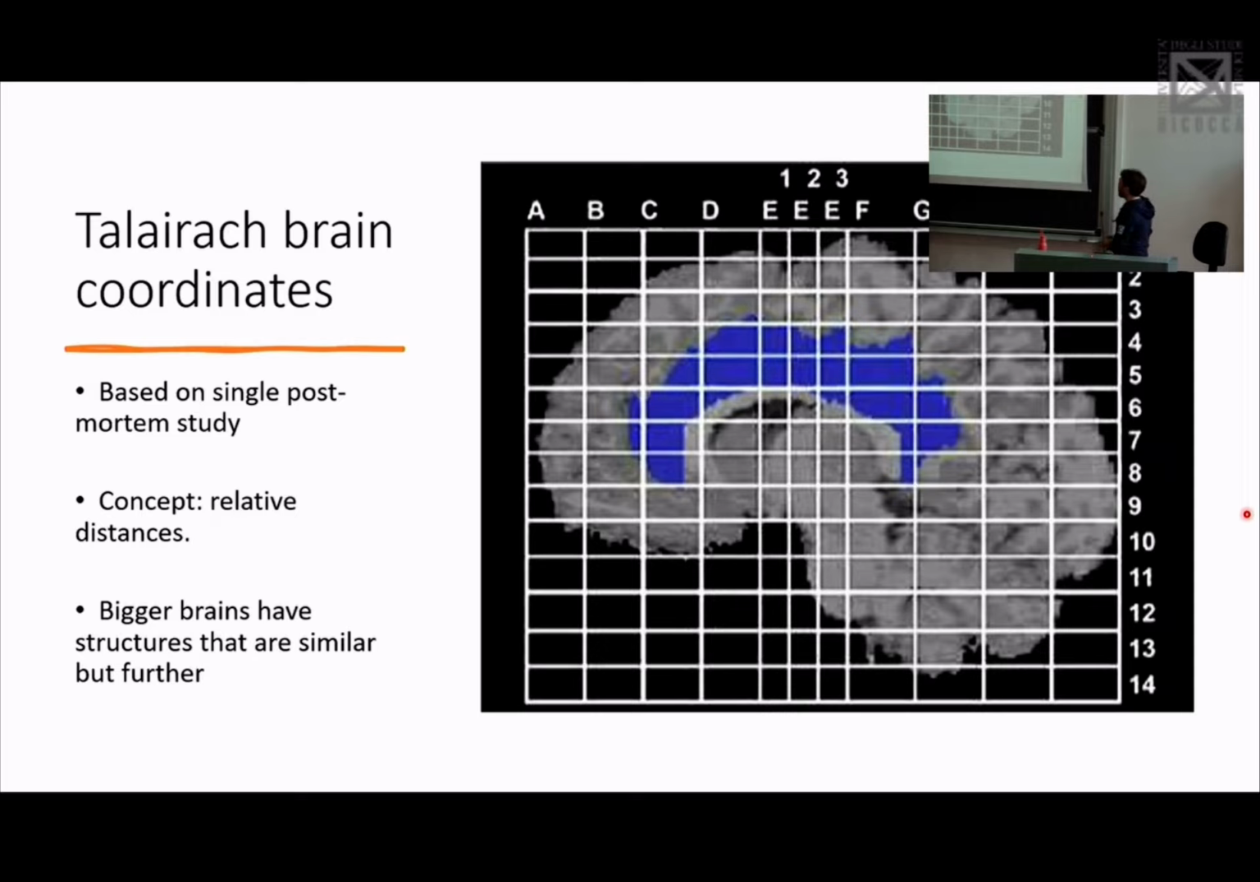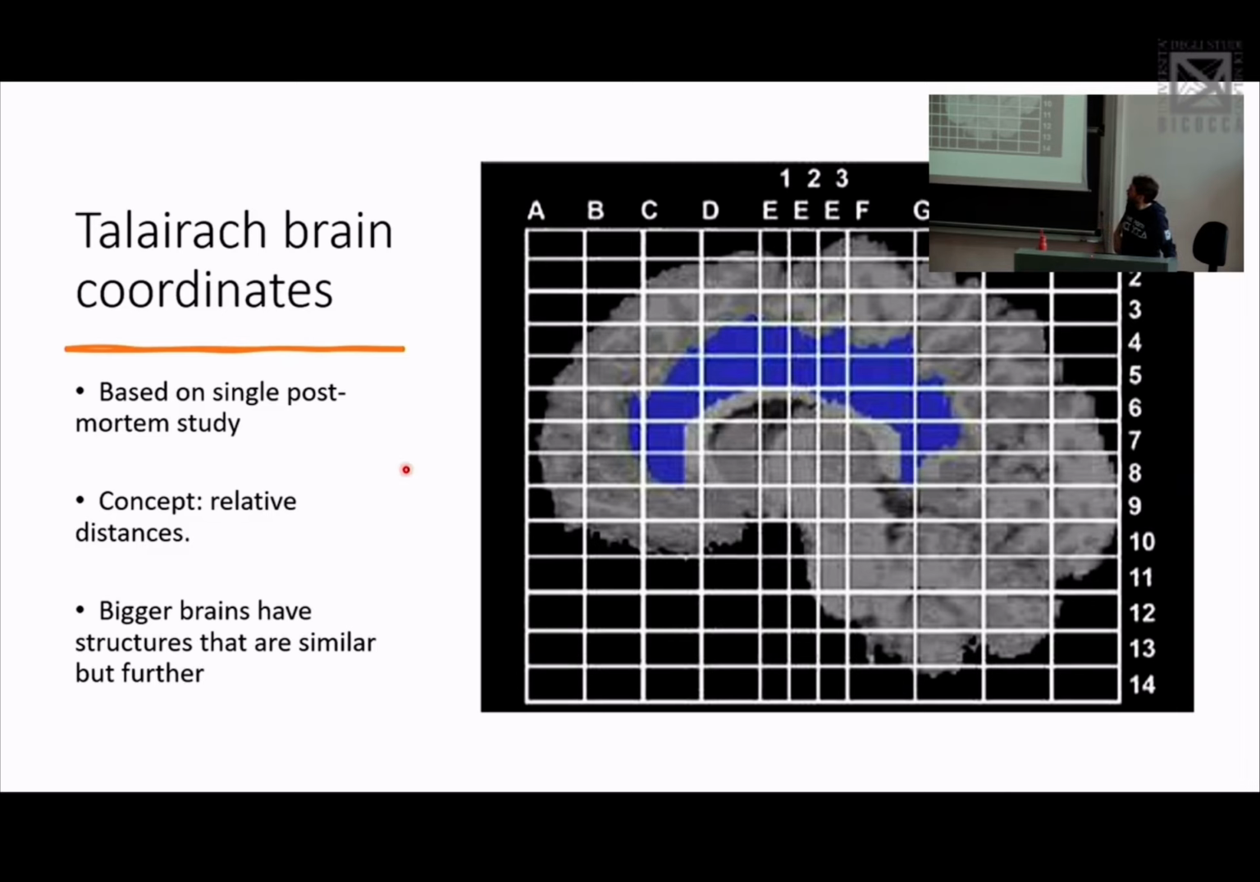So where do we start from? From books that were sold in the 70s, 80s, and even early 90s. You could buy a Brain Atlas, like a physical map. There was the so-called system of Talairach brain coordinates. It was based on a single post-mortem study. The concept was that of relative distances, which works pretty well because if you are a bigger person, you generally have a bigger brain, but the relative differences stay the same. And so you get your pathology slices. Pathology is when post-mortem you extract a slice and look at it under a microscope.